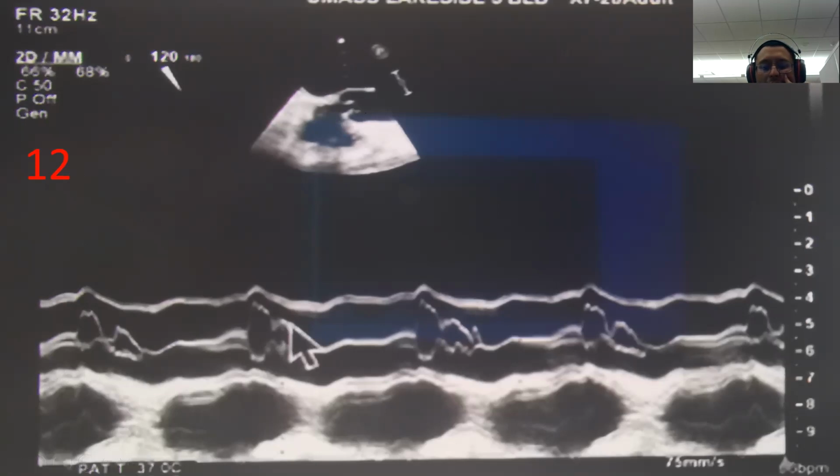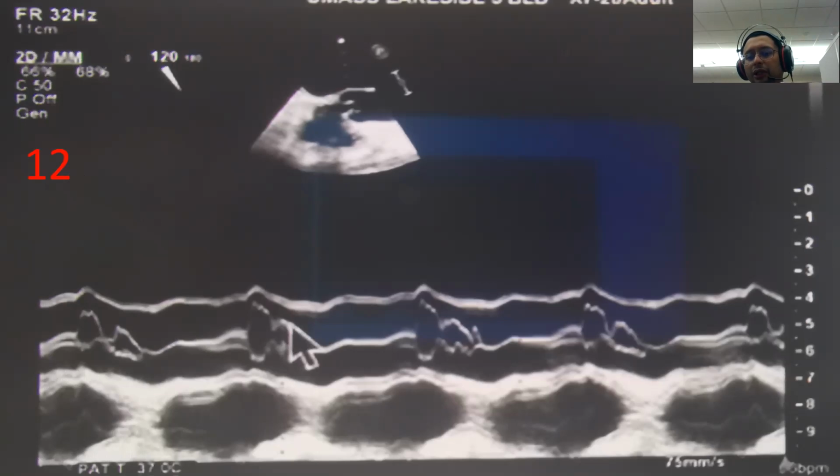Increased LVEDP. So if you see AR, Sarah says it's AR. With severe AR, if the jet is eccentric, it can be directed towards the anterior mitral valve leaflet and cause it to flutter. But this is not the mitral valve, this is the aortic valve. So Ceiling is talking about LVEDP.